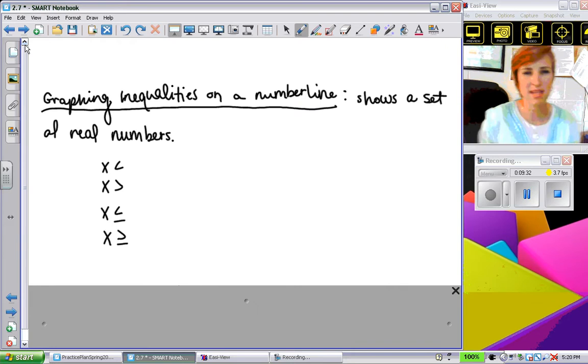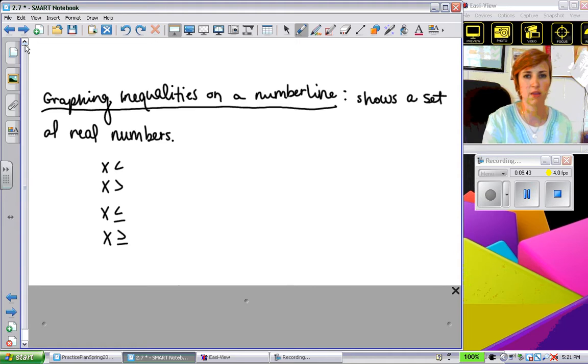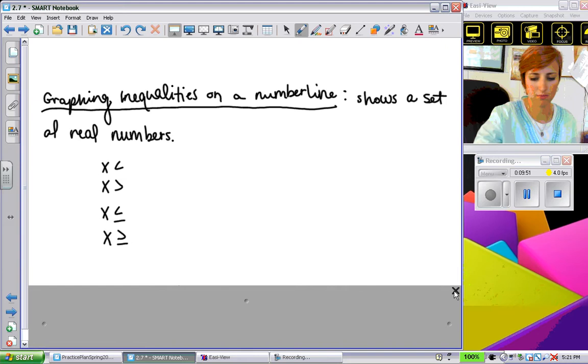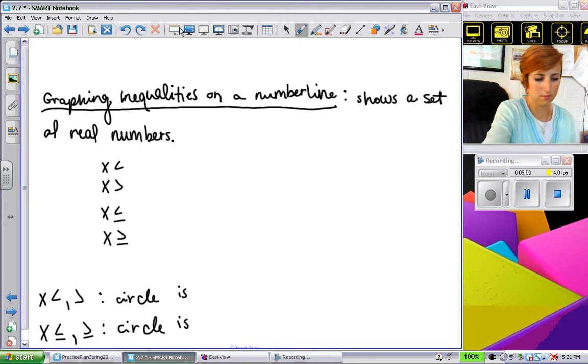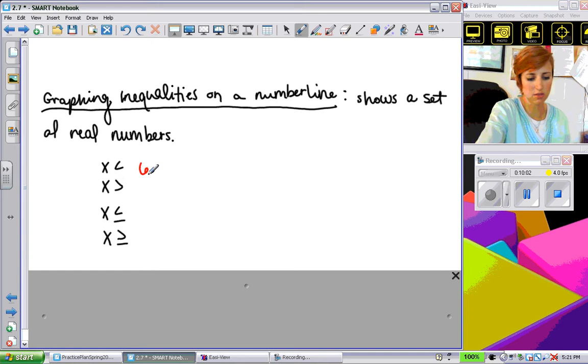Okay, so that gets us through classifying our real numbers. Now this next portion is having us graph inequalities on a number line. It shows a set of real numbers. And inequalities, if you remember from the beginning of the year, are greater than or equal to, less than or equal to. So there's a couple of things we need to write down real fast. Our very first one, when it points to our x, it's making fun of him because he's smaller, so it's our less than.